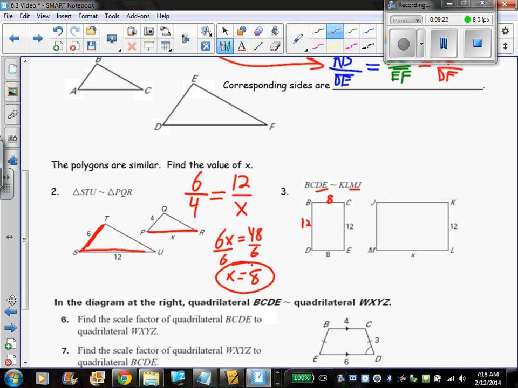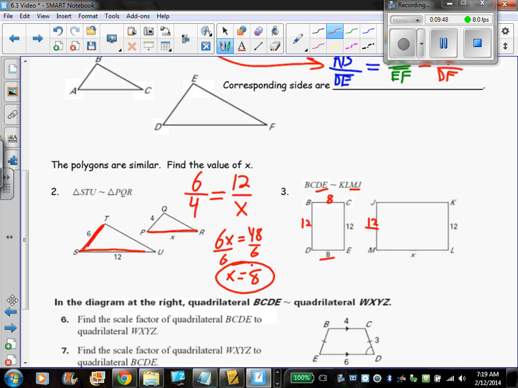So what you should notice is that MJ is matching up with this 8 side here. Now, they're not congruent, but what that means, and we know that this is also 12, is that this 8 over here is matching up with this 12 over here. And this X, as the length of ML, is matching up with CE. So this is how we're going to set this up.